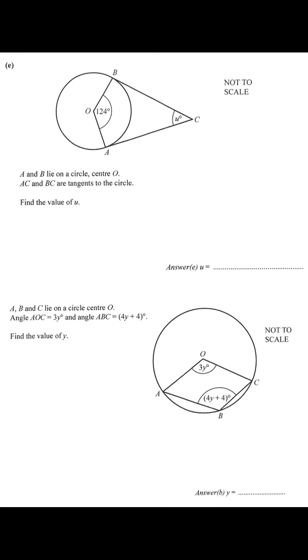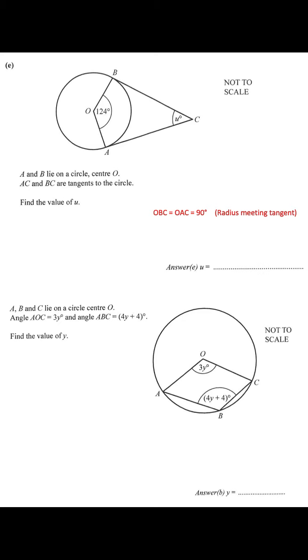Next question. A and B lie on a circle, centre O. They are tangents to the circle. So remember, when a tangent meets the radius of a circle, and you've got radii of a circle there because they're both coming from the centre, that's 90 degrees. So the angle at A and the angle at B are both 90 degrees because they're a tangent meeting a radius.